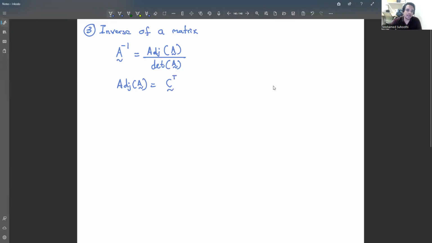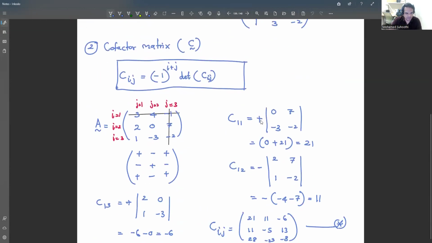Okay, for example, in our previous case, the cofactor matrix we calculated, right? So let me bring that cofactor matrix. So this is the cofactor matrix.